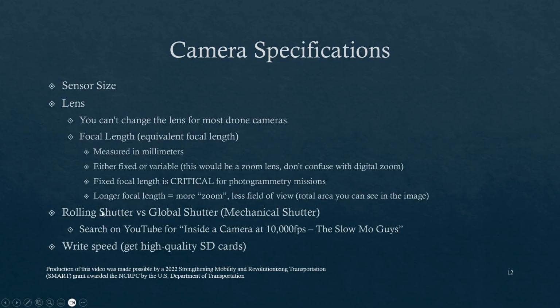You'll also see this term between rolling shutter and global shutter, sometimes called mechanical shutter. This is something I personally have a beef with. People say mechanical shutter when they mean global shutter. And the reason why I have a beef with that is this now pretty old YouTube video by the Slow Mo Guys. Really interesting, but that shows the difference between rolling shutter and global shutter. And so I encourage you to take a look at that. Ideally, you're using a global shutter. It's okay to use a rolling shutter because a lot of the photogrammetry software has corrections for this.